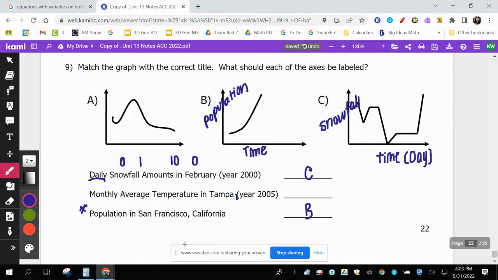Monthly average temperature in Tampa. So does this make sense? Could this be like the January temperature, then the February, then the March, then the April, then the May, then the June, then the July, then the August, and September? Yes. So this one would be the monthly average temperature in Tampa. And I would say temperature would go here, and time would go here, and it would be time in months.